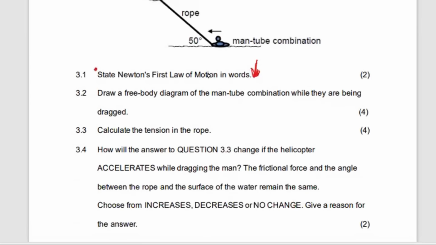a net force. Then 3.2, they want us to draw the free body diagram of the man-tube combination while they're being dragged. So 4 marks, those are literally 4 forces. Since there is friction, the frictional force is going to act in that direction, there's going to be the normal force of the combination, the weight, and then we're going to have that tension. So Fk in that direction, this is going to be Fg for the weight, this is Fn, and then let me just put it at an angle. I don't want the component. I'll say that is the tension force.